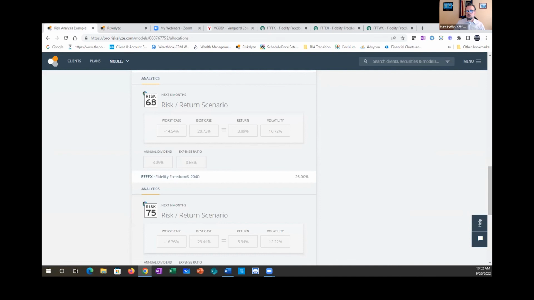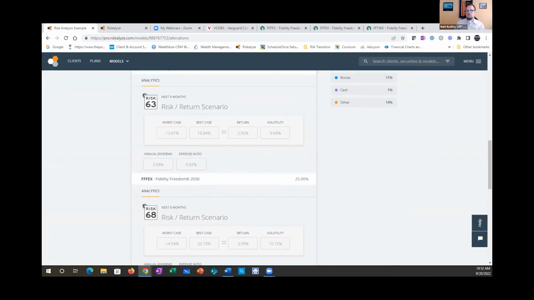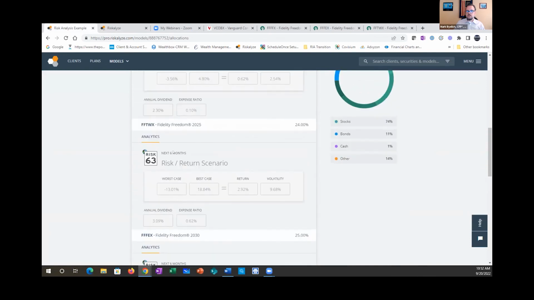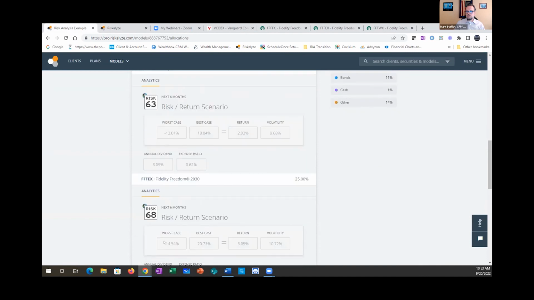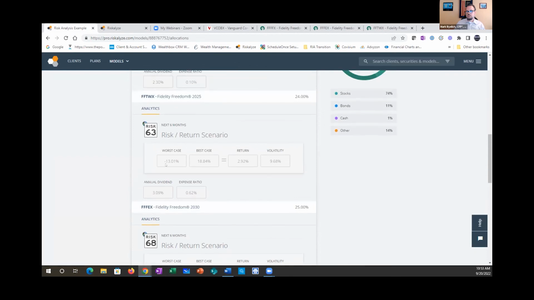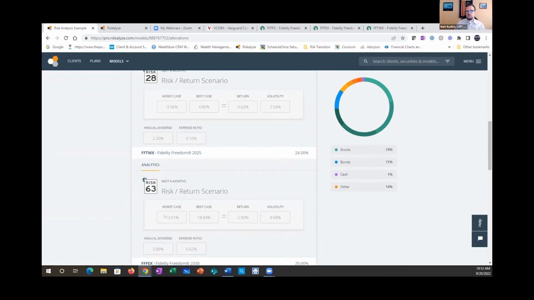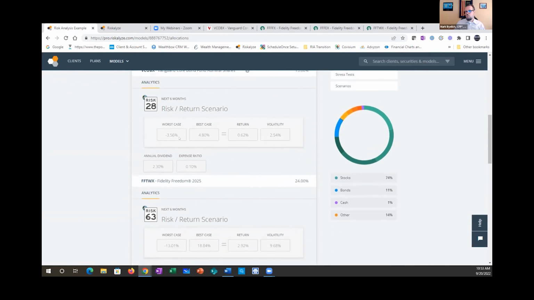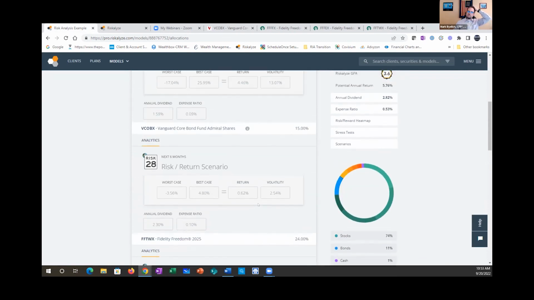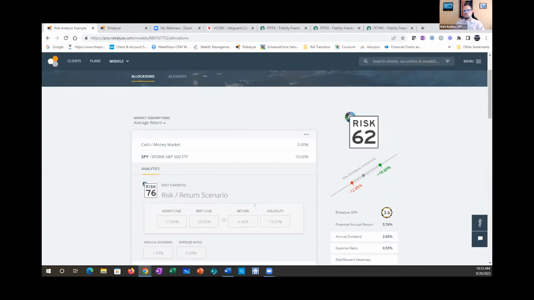Look how these all roll. 68 score, 63 score, 2030 and 2025. This is the most shocking one. And this one was closer, wasn't it? As far as the worst case scenario, as was the 2025 fund. But this one here, the Vanguard bond fund, way off base, way off base. So you'll see that you can't just rely on one thing.